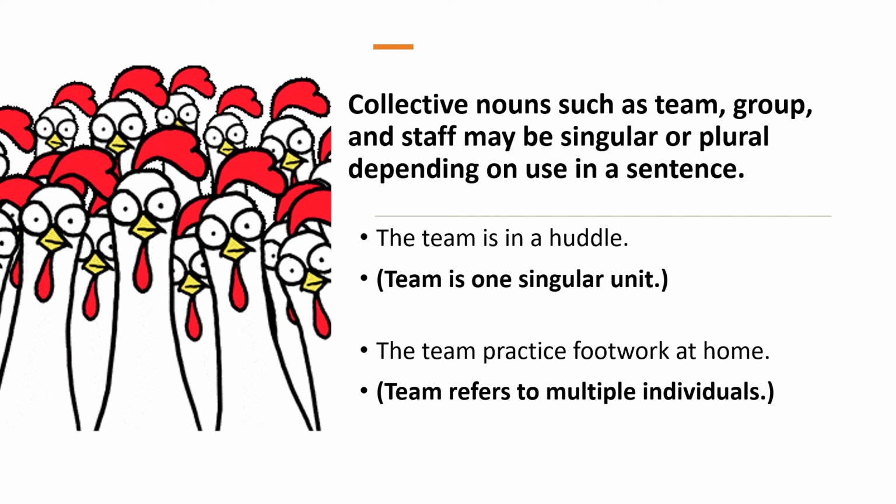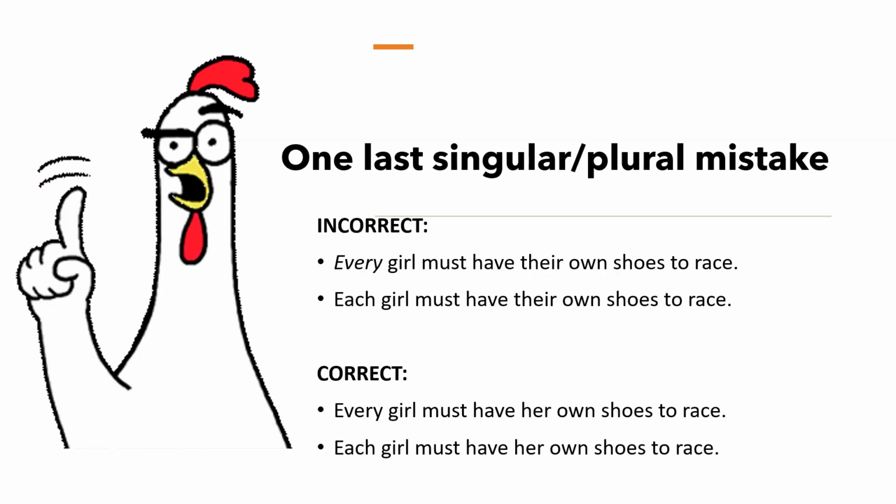If you're talking about the different team members individually, separately, at their own homes, not together geographically in one location, in one little huddle mass, you're going to talk about them as multiples. This is plural. So that is why they practice, not practices. Okay, one last singular plural mistake.